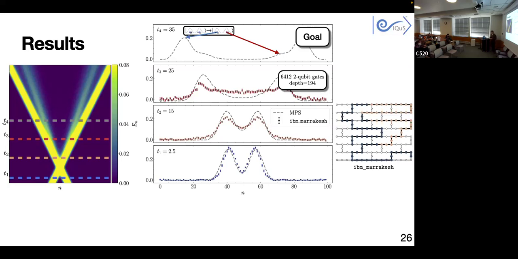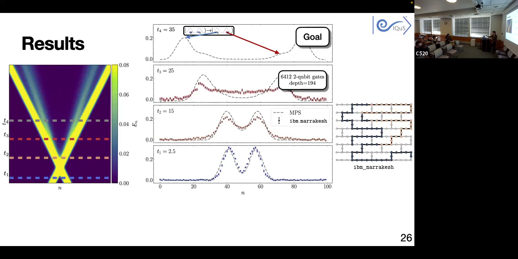And while it would be really nice to go out further, it's already great that we can see some evidence of this particle production from the devices we have today. The deepest simulations that we ran took more than 6,000 T-cubic gates with a T-cubic gate depth of 194. So this is really pushing the capabilities of the device that we have.